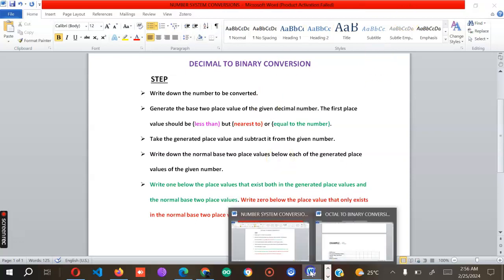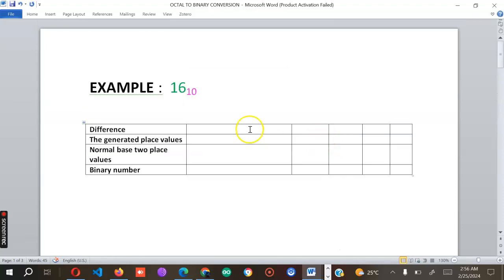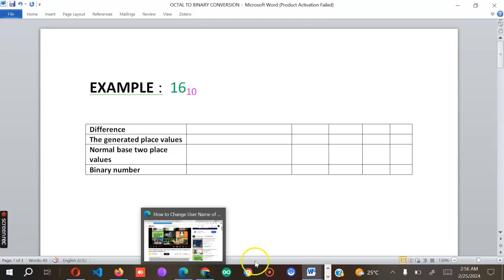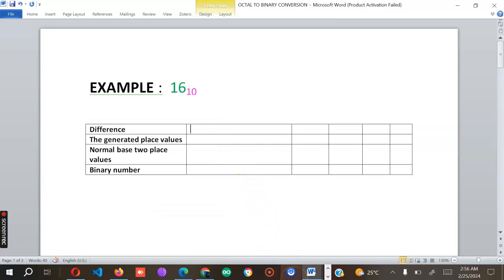Okay, let's move to the example. Examples will give us a rough idea on how to go about the whole thing. So the first number we have is 16, base 10. So you need to think of a number that is near or equal to it, or slightly less. The number that is nearest to 16, which is a base 2 place value, is 16. 16 minus 16 is equal to 0.